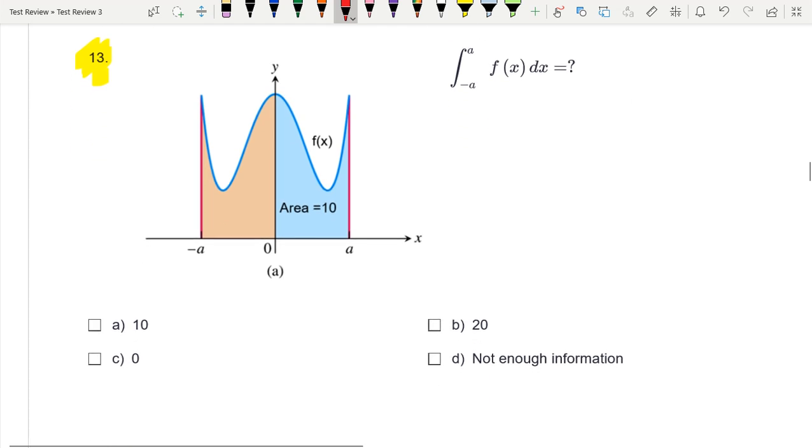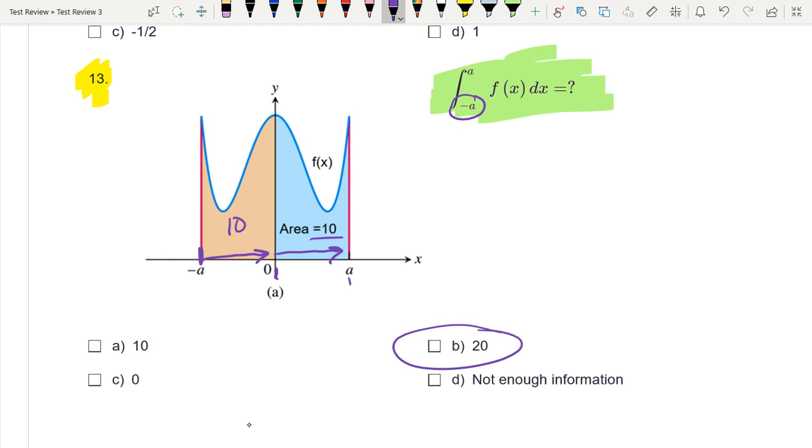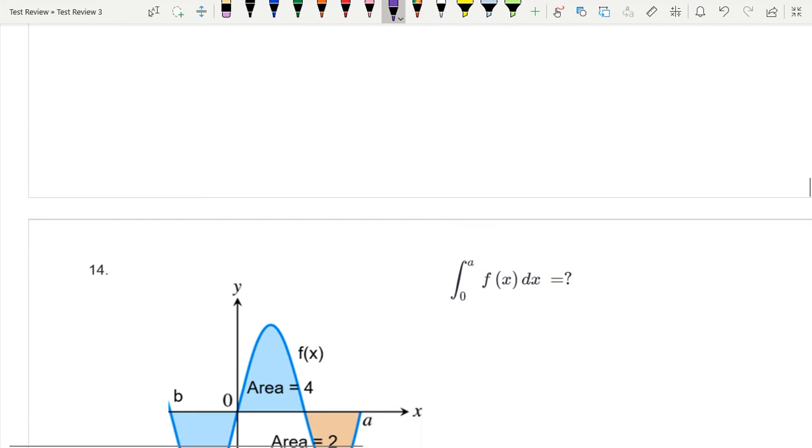Number 13, a little bit missed more than it needs to be. Don't miss this one. This is our setup. We're integrating from negative a to a of f of x dx. So we know from 0 to a, it's 10. That means this area is also 10, and I'm integrating starting at negative a. So if I start here, I got 10, and then I got 10 more, and so the answer is 20. Don't think positive and negative just because you're at 0, because you're starting the integration from negative a. All of that area is going to be considered positive. That's where I'm getting positive 20 from.